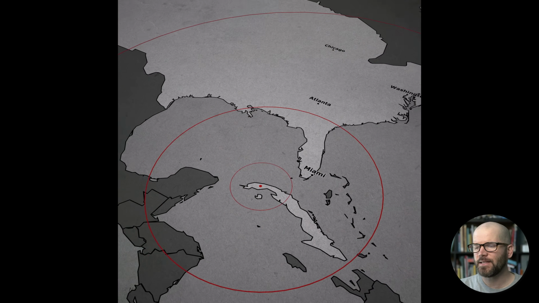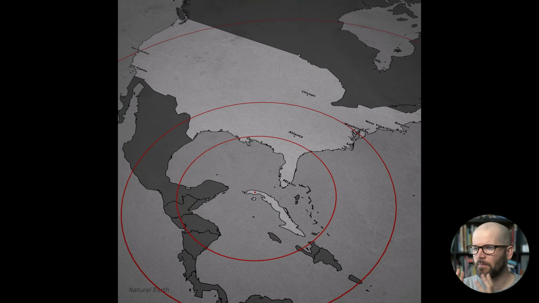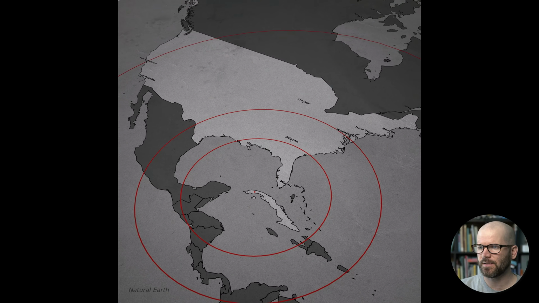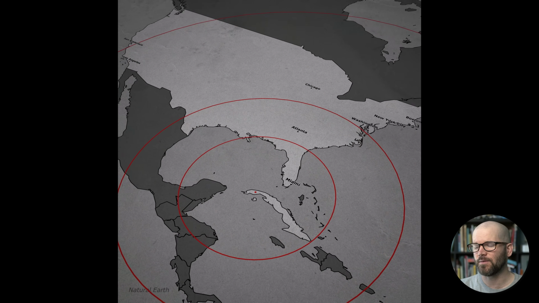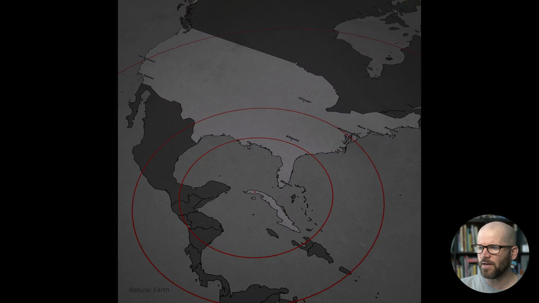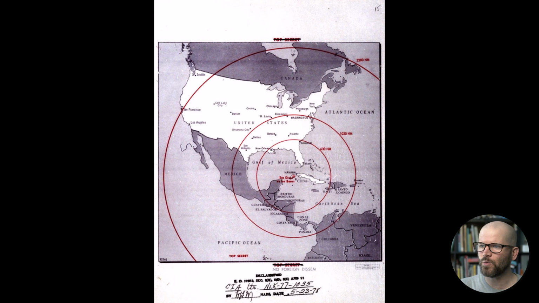Howdy folks, on today's episode of Monday Maps, I'm going to be creating this map of the Cuban Missile Crisis. We're essentially going to be showing the range of the various ballistic missiles at that time. So I found this declassified map. It's really cool. I really like the look.